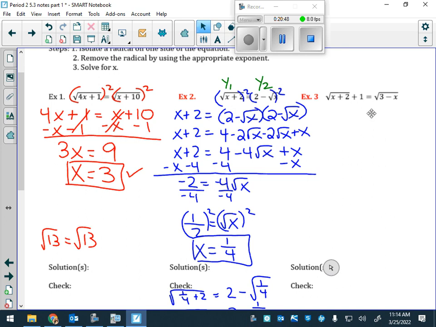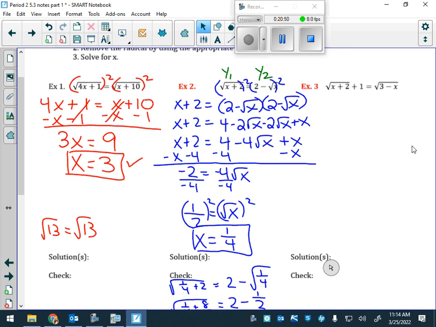So I want to look at example 3, which is different. Okay? Those of you that might have larger handwriting or sloppier handwriting, you might need a separate sheet of paper. Okay?